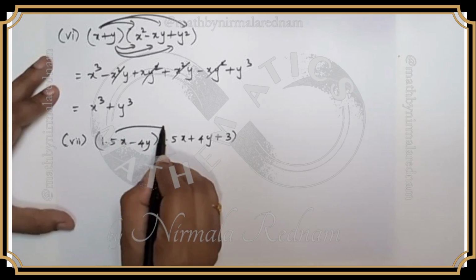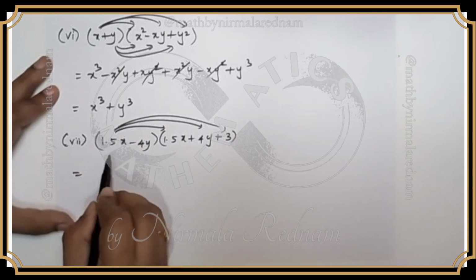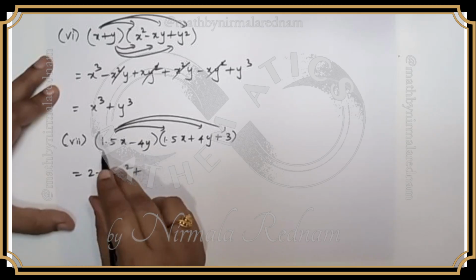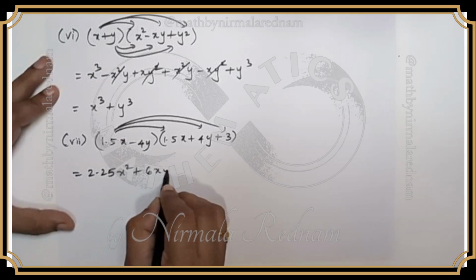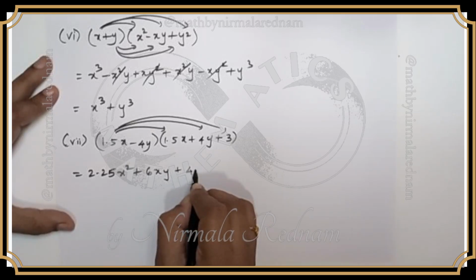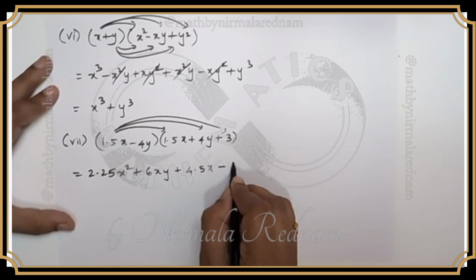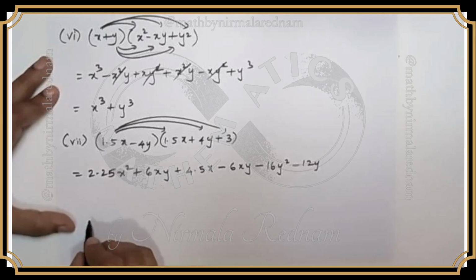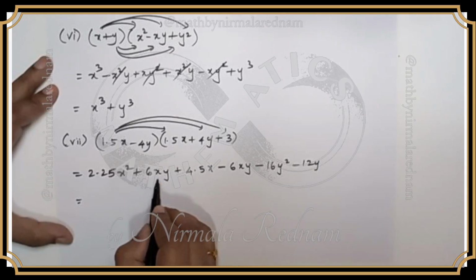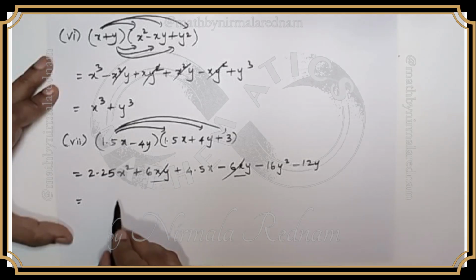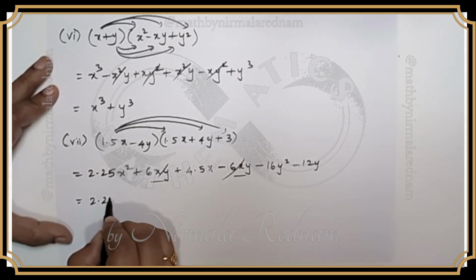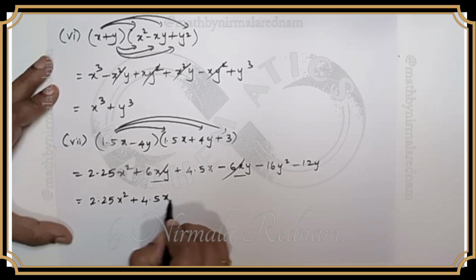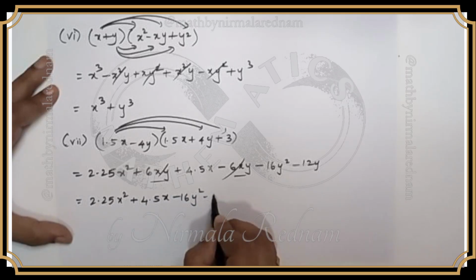First I need to simplify this, right? So this is nothing but 2.25, 1.5 square is 2.25, x square plus 6xy, and then I have 4.5x minus 6xy minus 16y square minus 12y. So if you look at the like terms, I have these two like terms, so I'll cancel it, right? And the rest, you have to write as it is, plus 4.5x minus 16y square minus 12y.